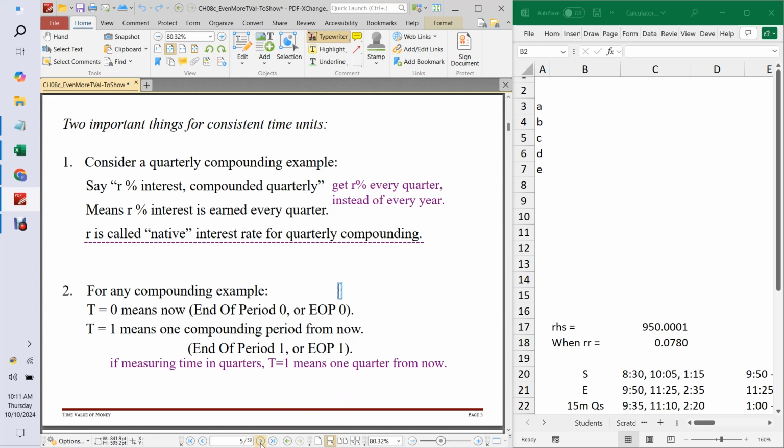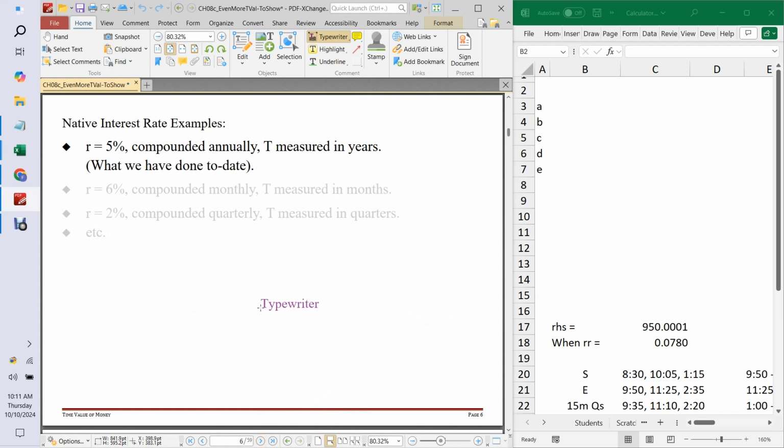Either one is fine. All right, let's do a couple of examples illustrating how this native interest rate business works. So if we have a problem where we say we've got 5% equal R compounded annually, time measured in years, that would be exactly what we've done to date, okay?